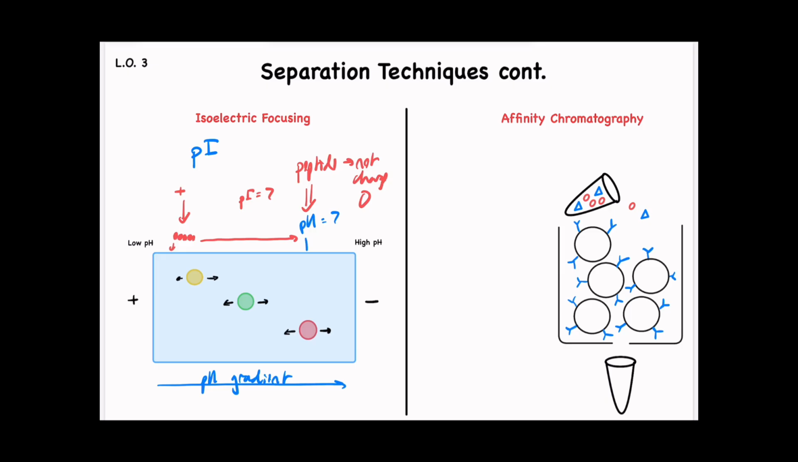Additionally, another method we're going to be talking about is affinity chromatography. And this uses the physical property of affinity, or binding affinity, to separate peptides.